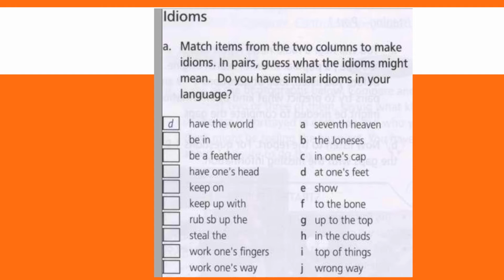Rub somebody up the wrong way. So it means that you are irritating him, you make him nervous. Here we have steal the show. If you are stealing the show, you want all the focus of people and all the interest of people to be on you. You are trying to draw the attention of other people.